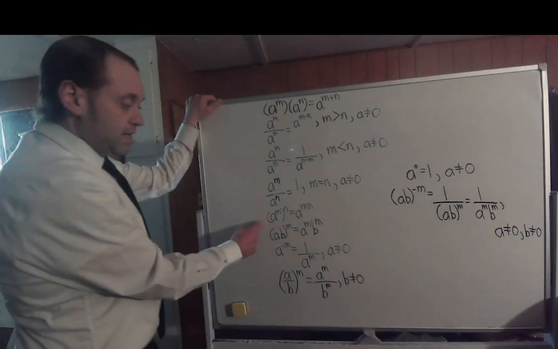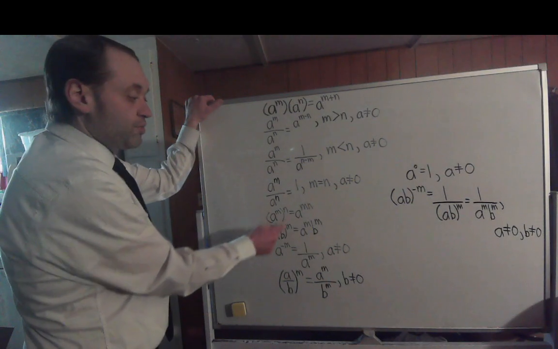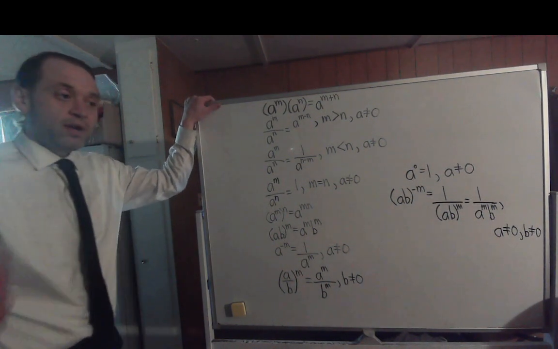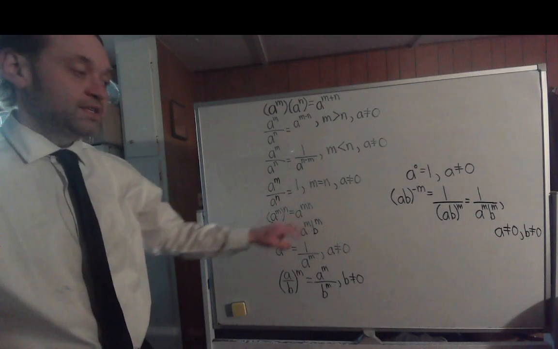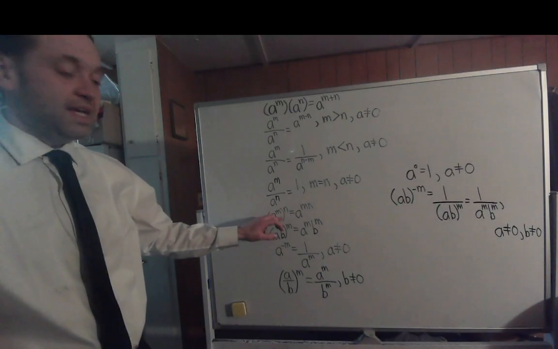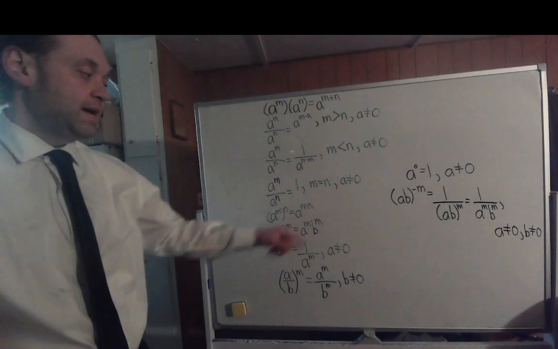Now another one, if I have a to the m, that quantity raised to the n power. So if I have a power raised to a power, I keep the same base, but I multiply the two powers. So a to the m power raised to the n power would be a to the m times n power.